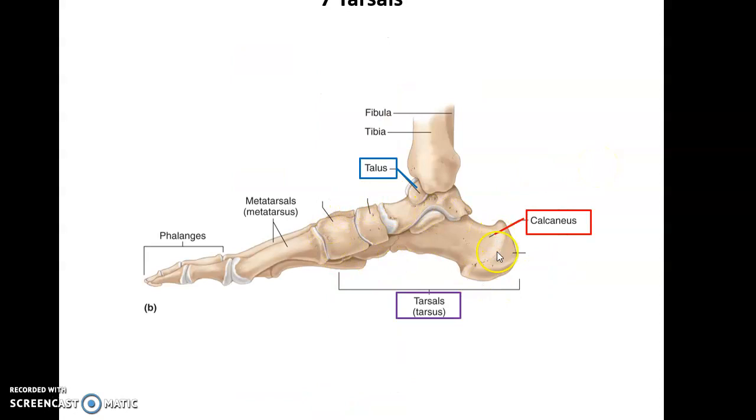All right, here are the tarsals that make up the ankle. There are 7 tarsals in all. 2 of them you need to know the name of. The talus, which is the bone that articulates with the tibia and fibula to help form the ankle joint, and the calcaneus, which is the heel bone. So the talus is more proximal and articulates with the tibia and fibula. The calcaneus is a little more distal, and is the heel bone.